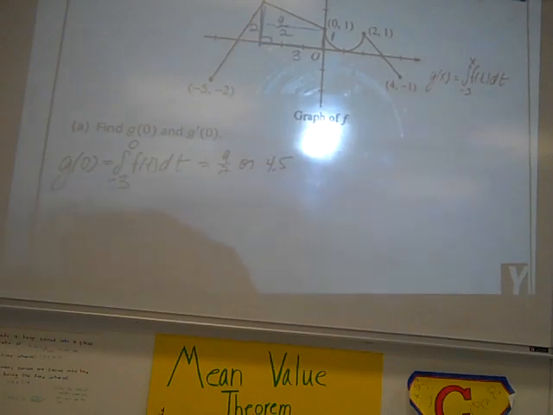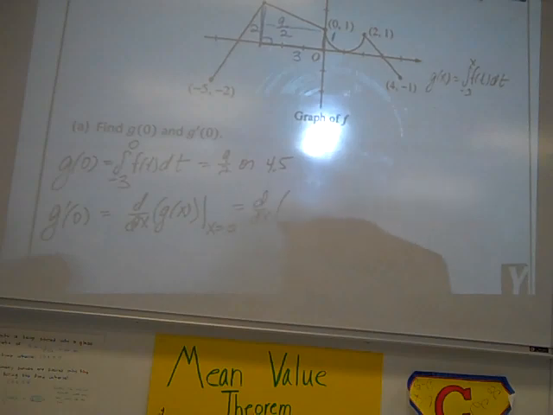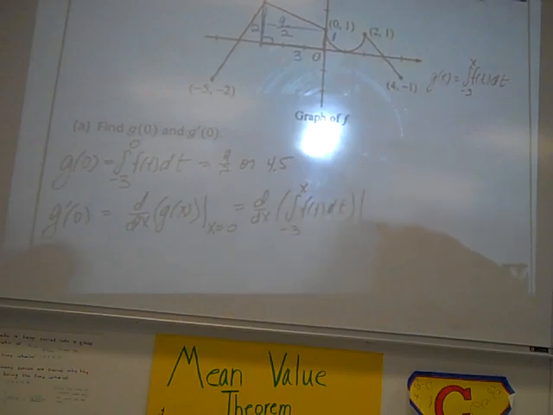g prime of 0? Well, in order to do that, that means I'm supposed to take the derivative of g and then evaluate that at 0. Well, let's see. I want to take the derivative of the function, which is an integral from -3 to x of f of t dt, and then I want to evaluate that at 0. And I'm trying to be very, very specific with my notation.